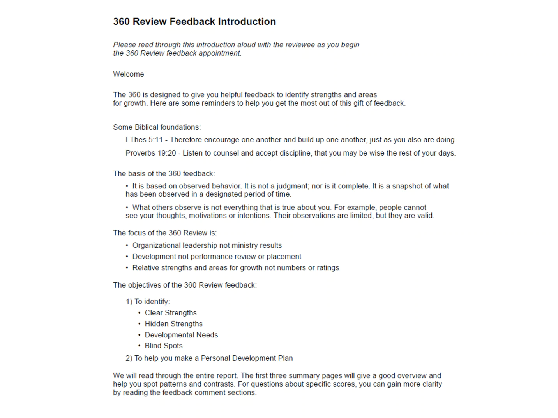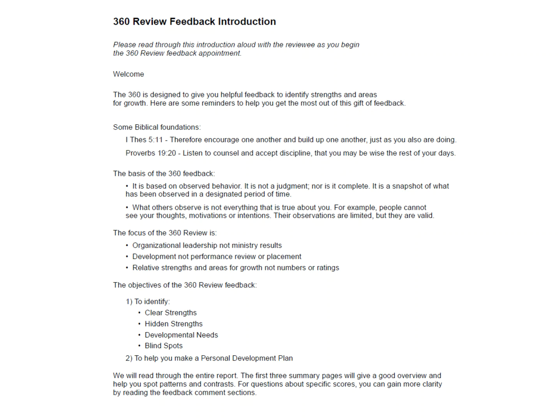The focus of the 360 review is organizational leadership, not ministry results. It's development, not performance review or placement. It's relative strengths and areas for growth, not numbers or ratings. The objectives of the 360 review feedback are 1. To identify clear strengths, hidden strengths, developmental needs or weaknesses, and blind spots. And 2. To help you make a personal development plan.